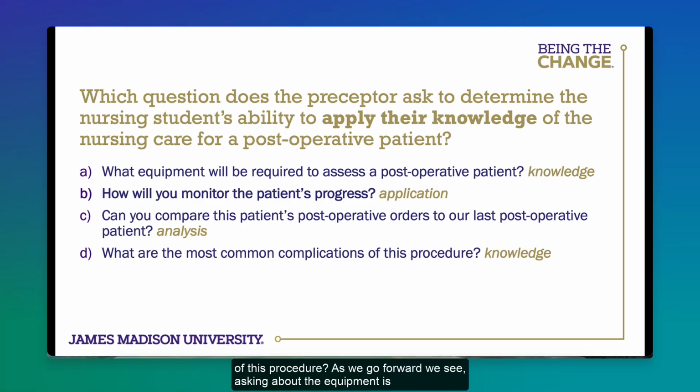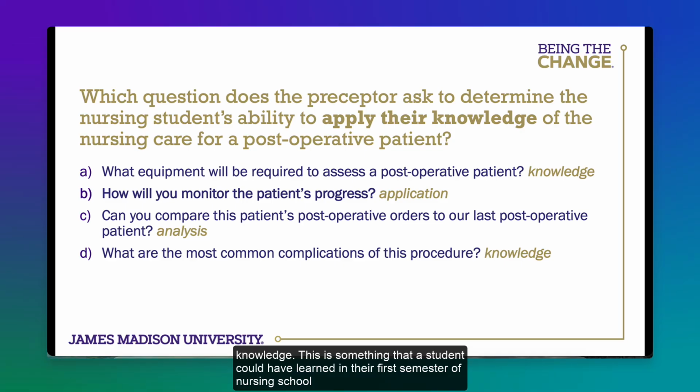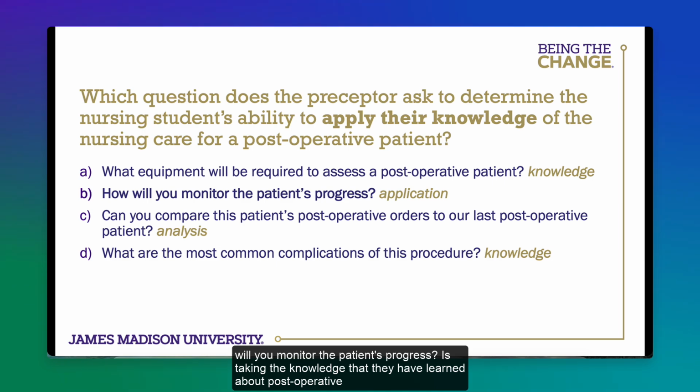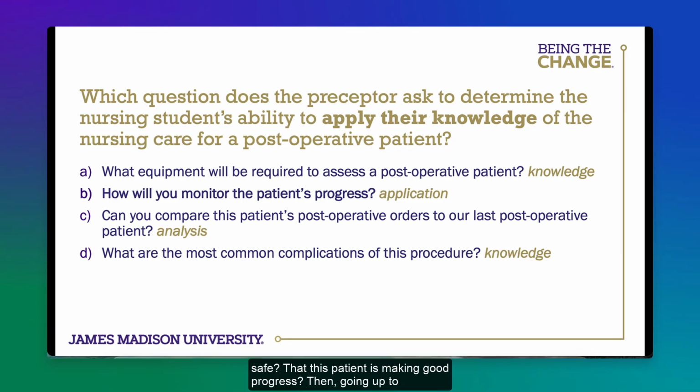As we go forward, we see asking about the equipment is knowledge. This is something that a student could have learned in their first semester of nursing school, in any kind of class. It's what is the equipment? That is basic knowledge. How will you monitor the patient's progress? That is taking the knowledge that they have learned about postoperative patients and looking at what could potentially happen. What do I need to look at to make sure that this patient is safe, that this patient is making good progress?